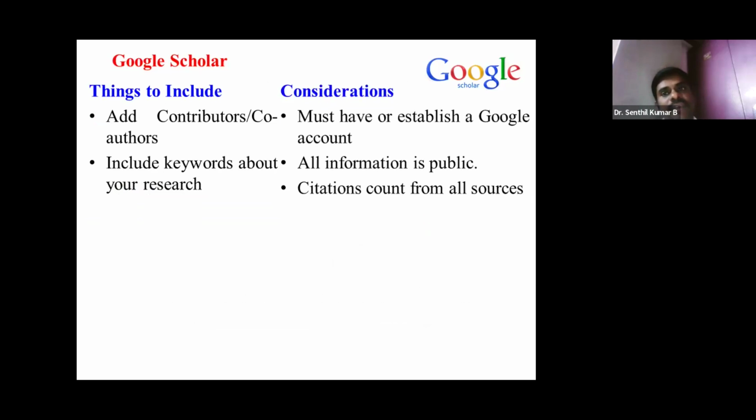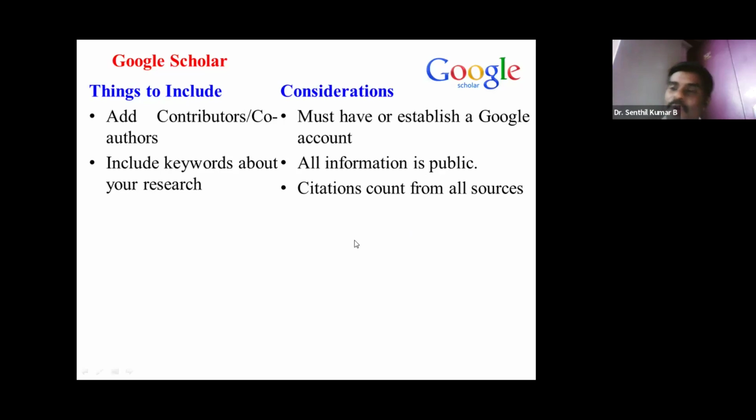Consideration: you must have an established Google account. I think most of you will have a Google account. It has become part and parcel of our life. If you have a Yahoo or Rediffmail account or something, you can plan for a Google account also. And all information is public. Here in Google Scholar, anybody can go to your profile and see your publications, your H-index, your citations, and citation counts from all the sources.